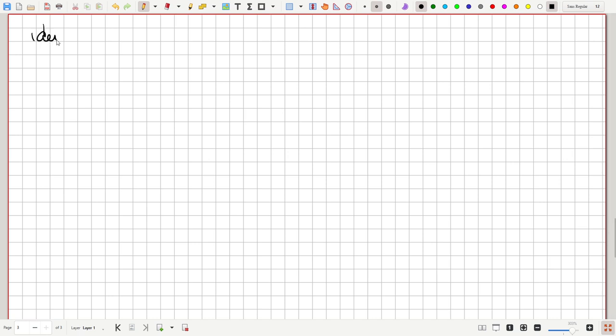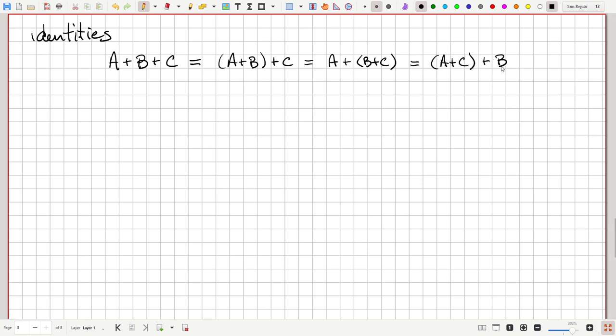Let's look at some identities with three variables. First of all, you have variations of what would correspond to the associative property for addition. A or B or C, you can think of this as doing A or B first, and then or C, or you can do B or C first, and then or that with A, or you could also do A or C and or B. Okay, so it doesn't matter what order you do the oring in.